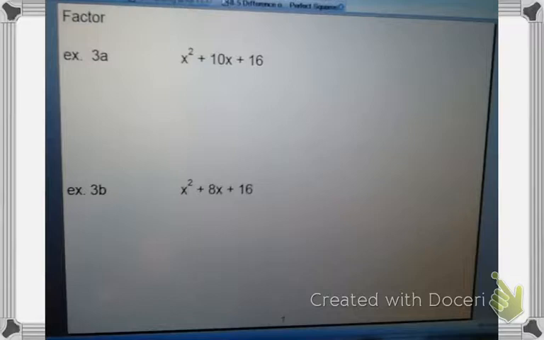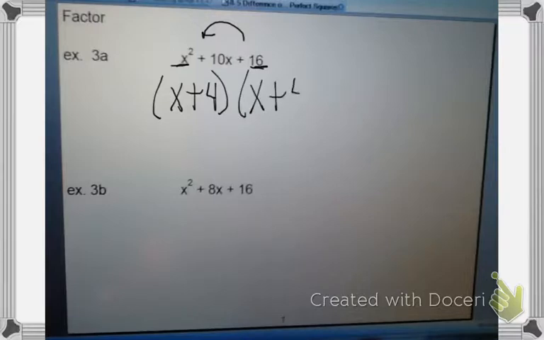Example 3, that looks like a perfect square trinomial. First term is a perfect square, last term is a perfect square. The signs are both going to be positive. So that's what I'm going to go for first. X plus 4 times x plus 4. Now check. 4x and 4x gives me 8x. That is not my middle term. So I have to do it the long way.